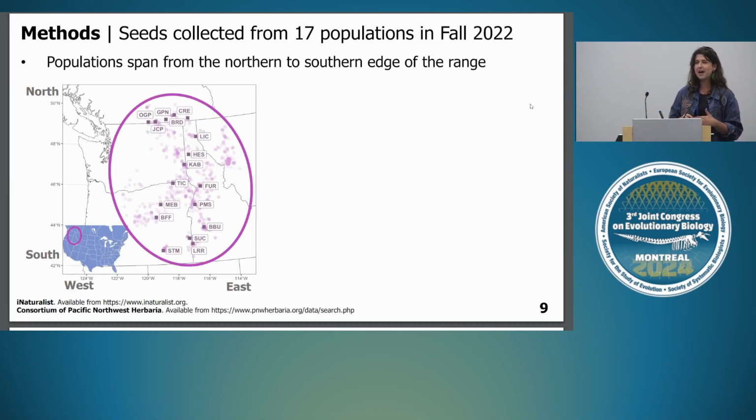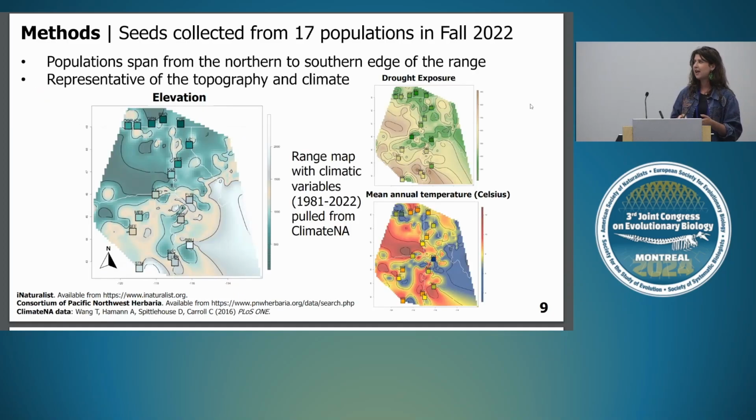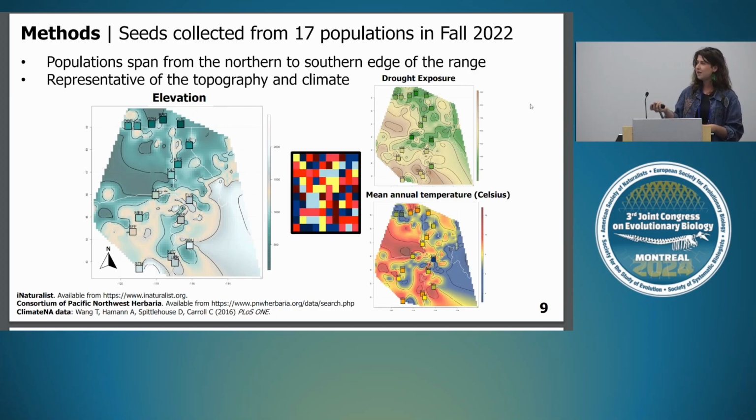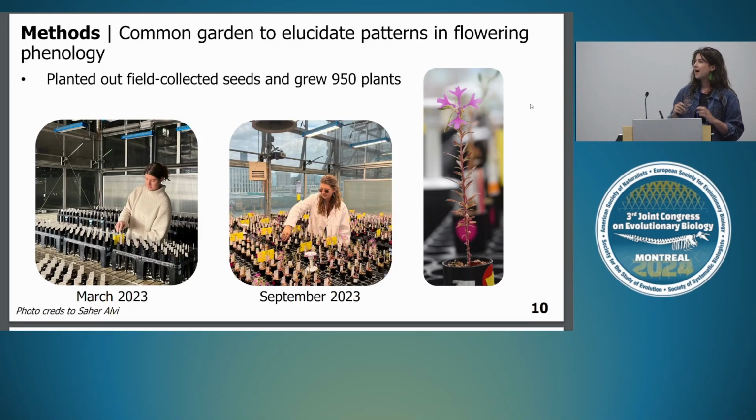And for my experiment, I took field-collected seeds from 17 populations that span from the northern to the southern edges of this range. And they are representative of the topography and the climate of this range. And just hearkening back to my introduction, you may notice that some of these climatic conditions don't really seem to be fully aligning with latitude due to the topography of the range. I'm going to get into that later, so you don't have to fully understand that now. So I took these seeds and I grew 950 plants and collected date of first flower for 866 of them.